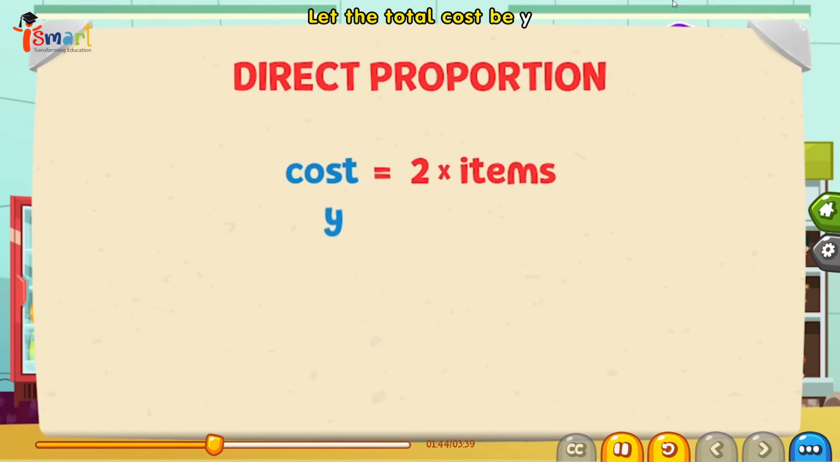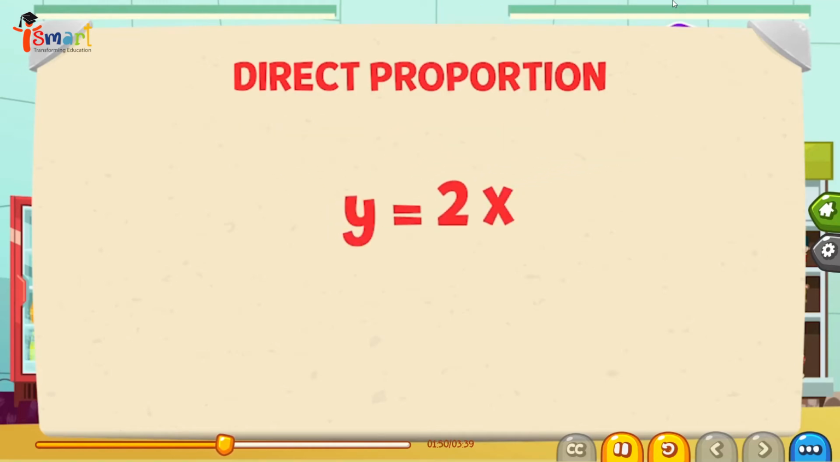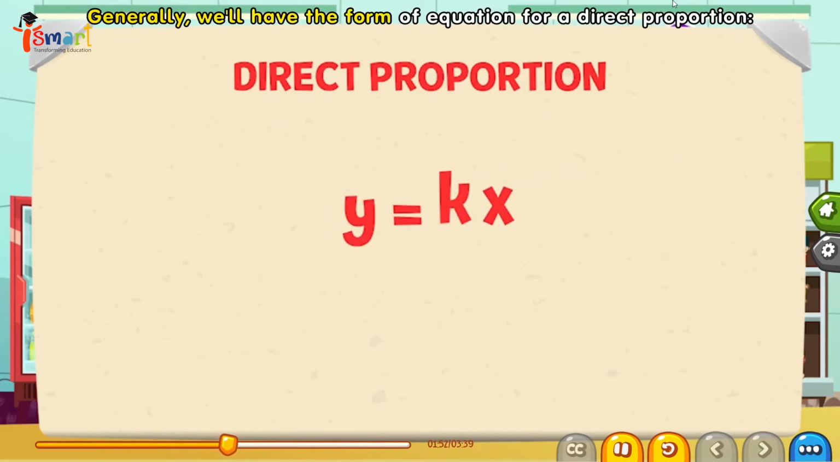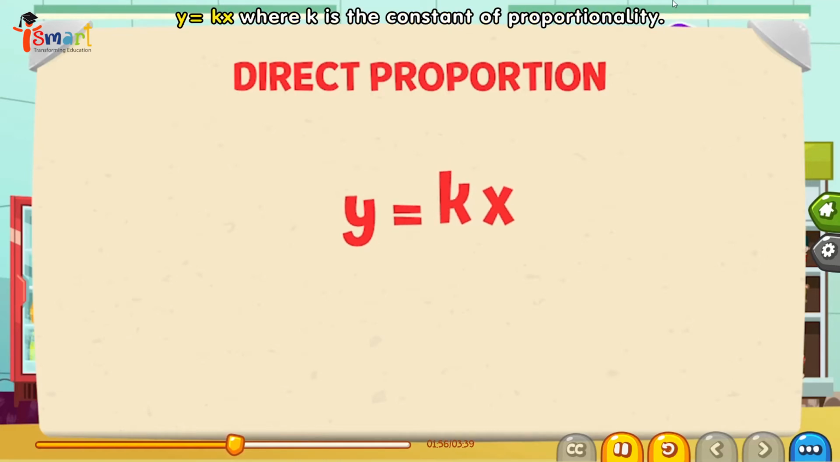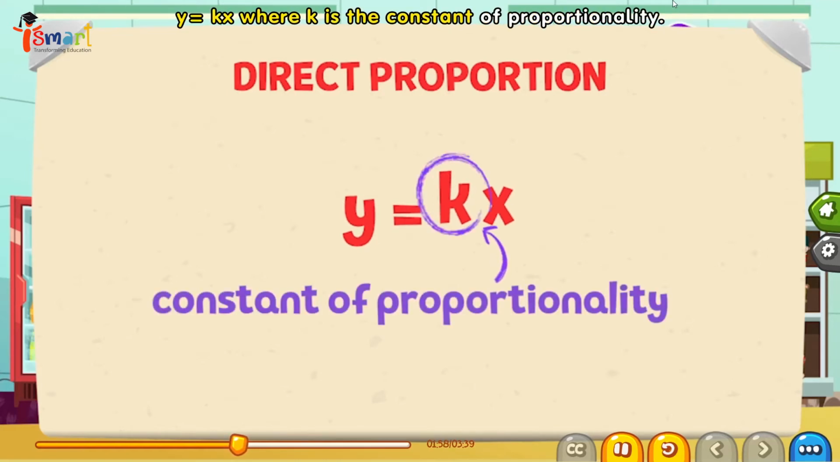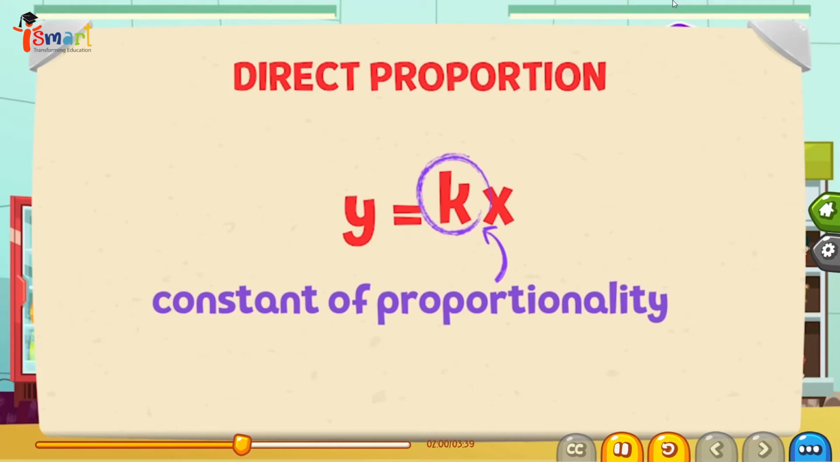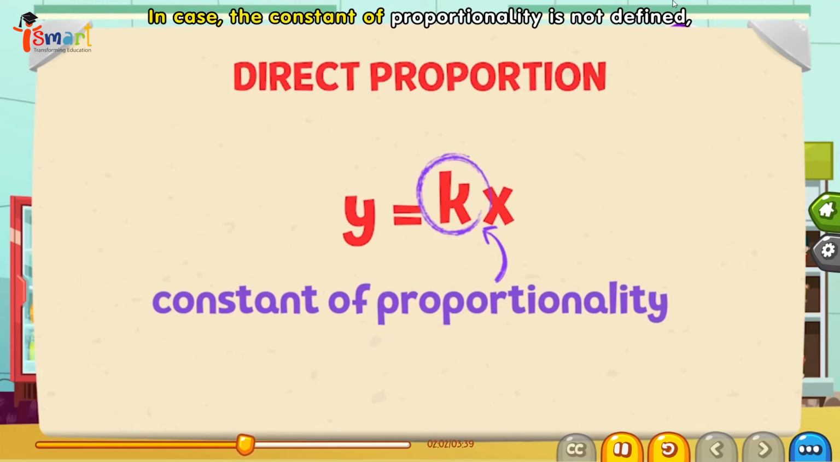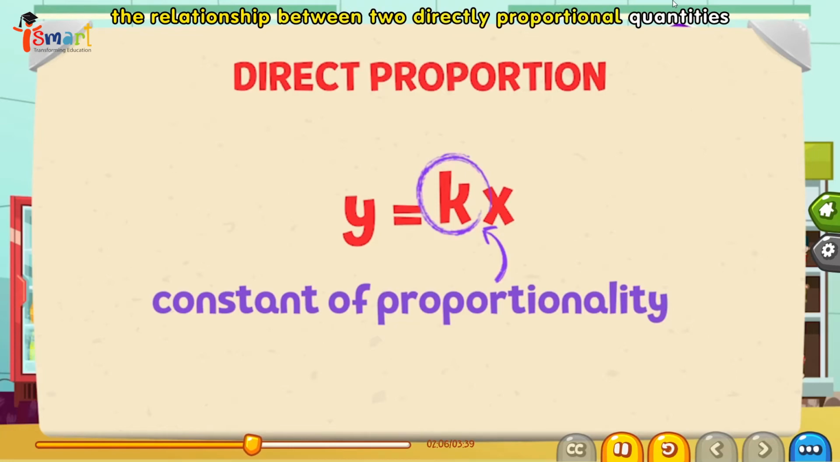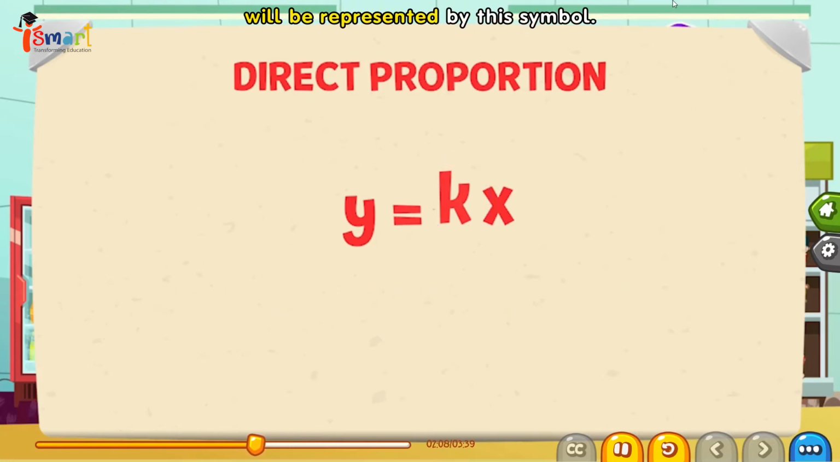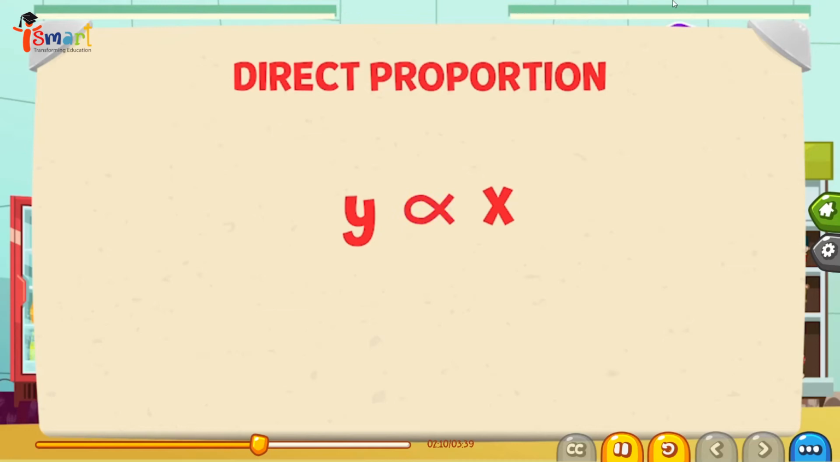Let the total cost be y and the number of items be x. Then y will equal 2x. Generally, we'll have the form of equation for a direct proportion, y equals kx, where k is the constant of proportionality. In case the constant of proportionality is not defined, the relationship between 2 directly proportional quantities will be represented by this symbol.